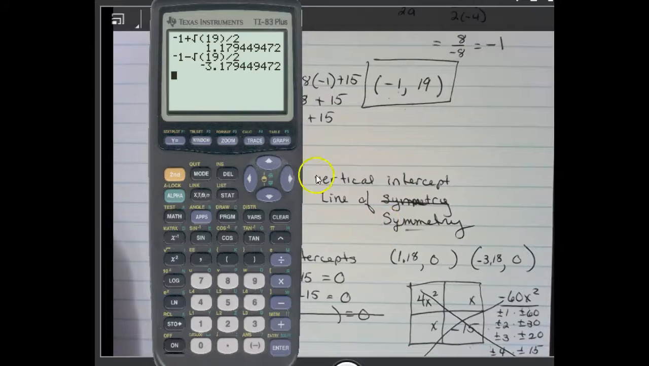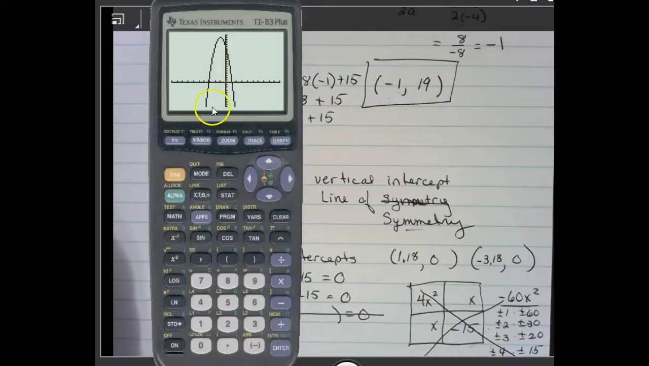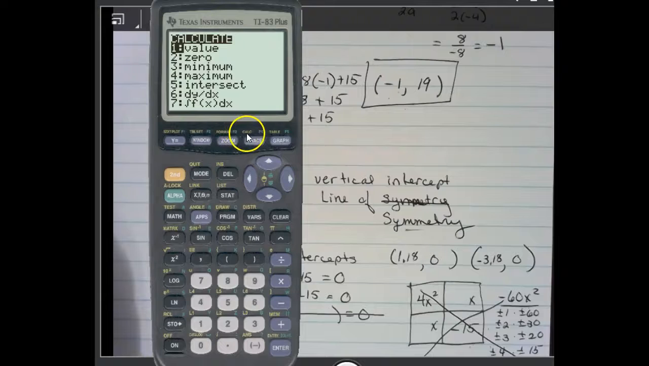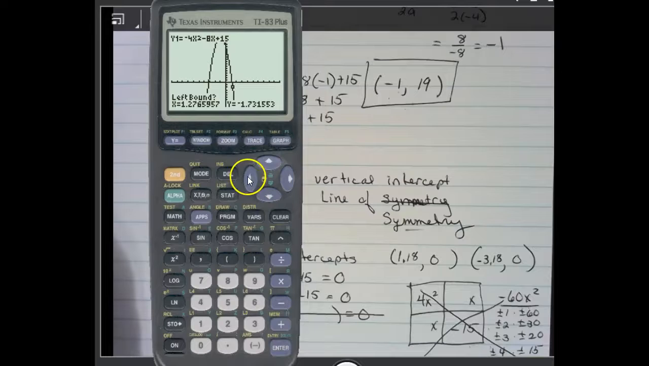And since the question said we could round these, let's go back to that graph. So again, we're looking at the graph, and we can actually find these. Again, it won't give us the exact answer, but since we could round it, I'm going to go to second trace, and we're going to calc. And I want to know what my zeros are. Go down to number 2. And I'm going to go over and let's look at this side.